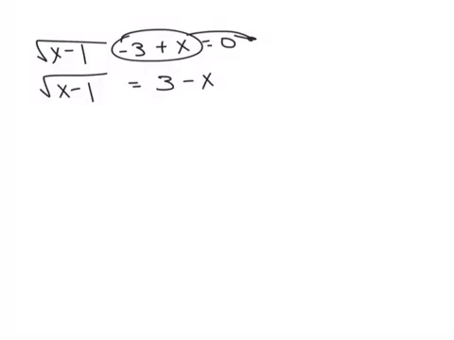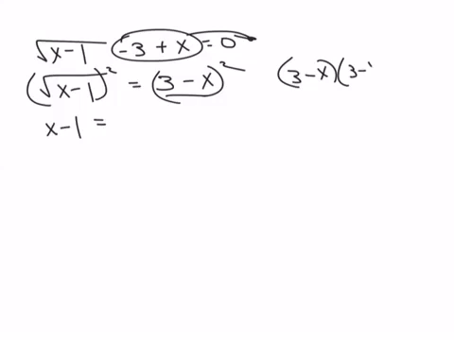Because when we move these over here, they change signs. Alright, so now, remember what I said? We square both sides. And when we square both sides over here, we don't just square the 3 and then the x. We square the entire side, just like we did over here. We squared the whole thing. Alright, so now we have x minus 1, and then 3 minus x times 3 minus x. That's what happens when we square, right? So let's do the FOIL.